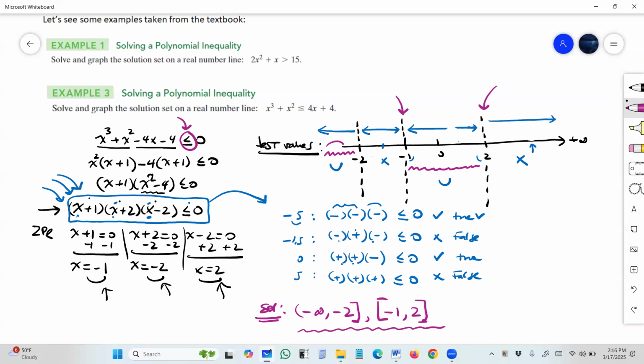Okay? So this is how you solve polynomial inequalities, right? So put them in this format with the 0 on the right, find the roots, and then test the points. And then finally write the answer in interval notation.